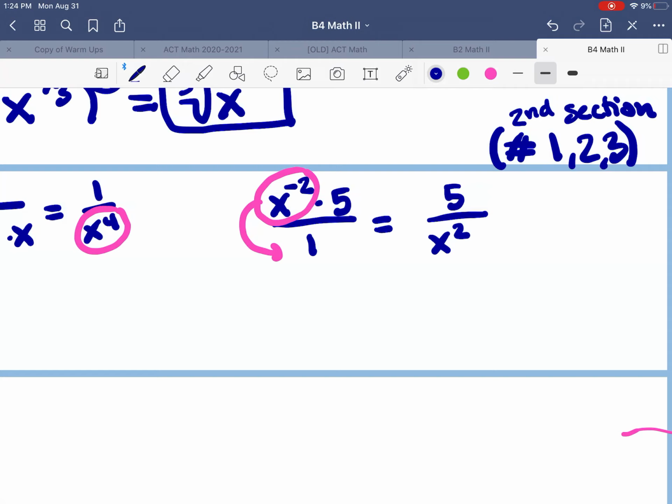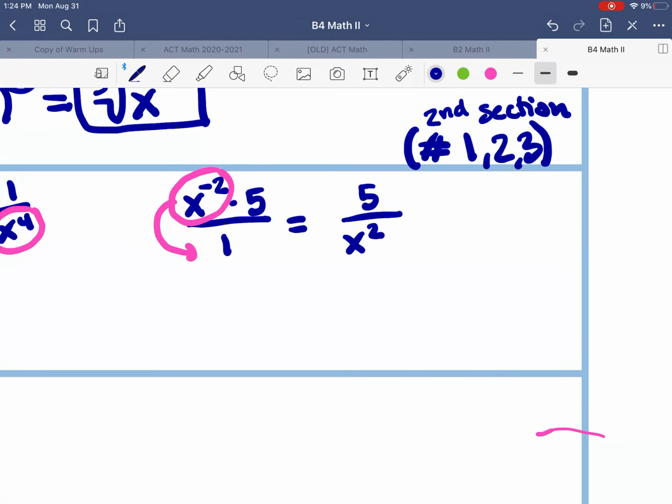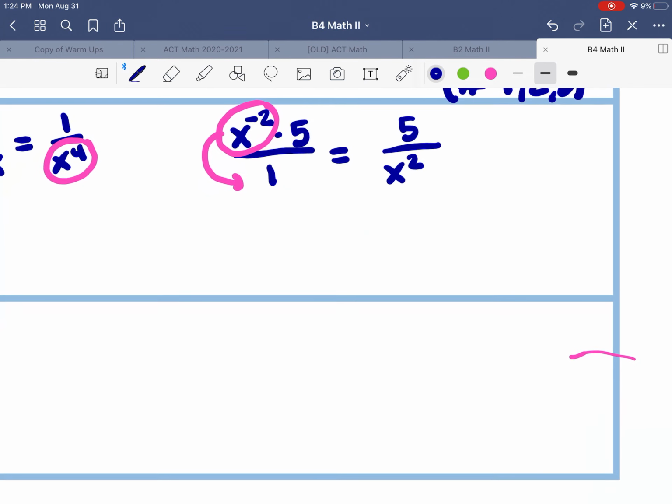We don't have to write times 1, but you can. We just moved that x to the negative 2nd to the bottom, and the power became positive. So don't forget that part. The power has to change to be positive. Once you put it in the right place, it no longer needs that negative power, indicating that it's in the wrong place, right?